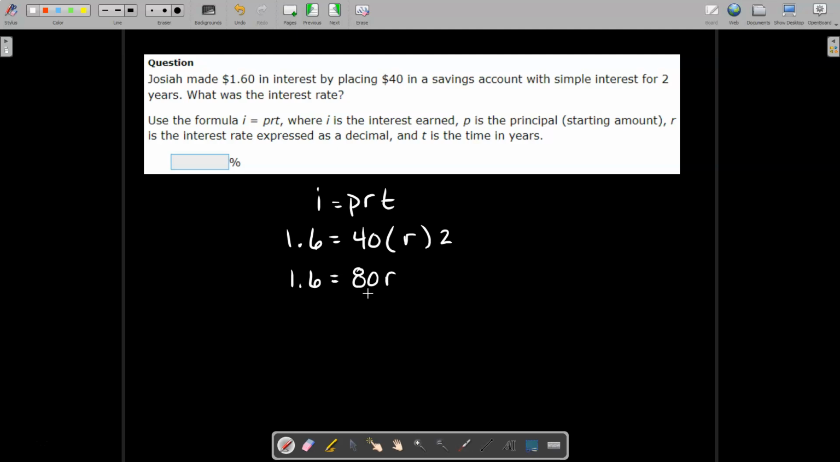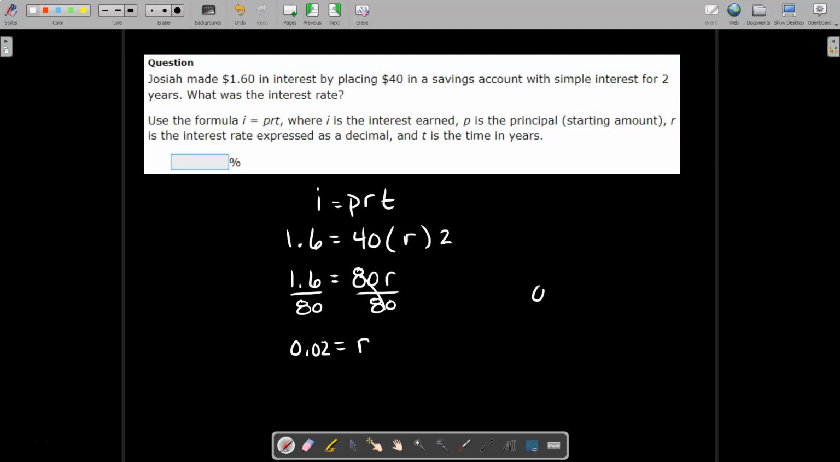Now we have an equation here. It's basically a one-step equation. We're going to divide both sides by 80 in order to isolate that variable r, because r represents our interest rate. The 80s would cancel each other, leaving us with r. And 1.6 divided by 80 gives me 0.02. Now remember, this is supposed to be an interest rate, but it's represented as a decimal right now.